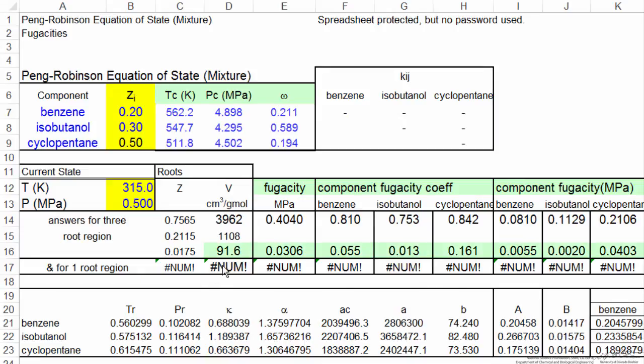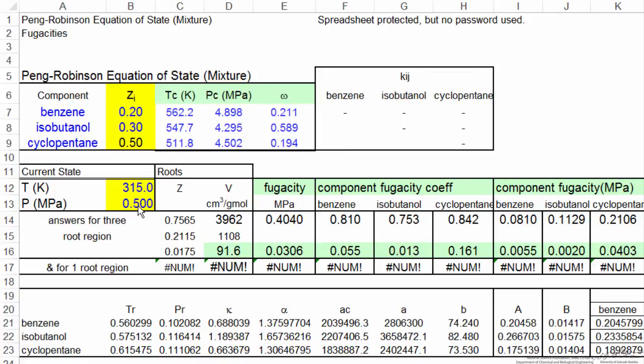Liquid here, one way you know this is the liquid, of course, is that it has the much smaller volume per mole. It's the stable phase because the fugacity of the mixture is lower. This fugacity, in megapascals, is much lower in the liquid phase than the vapor phase. And then here are the three fugacity coefficients, and that's just, remember, the fugacity divided by the pressure. Here are their fugacities at these conditions.